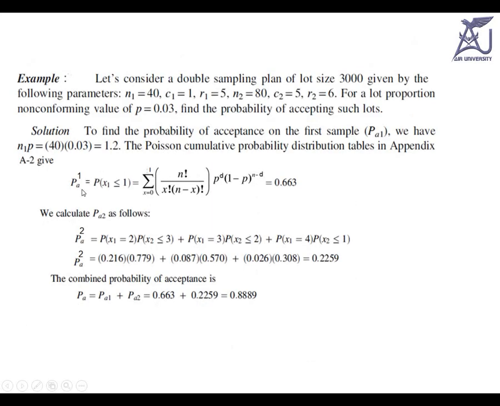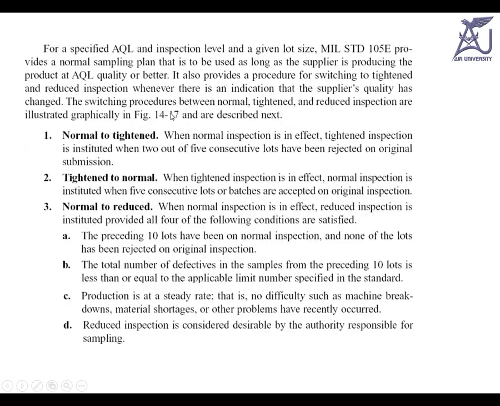Now I want to do one example on the double sampling plan, how you can solve the problem if a numerical problem is given to you following some double sampling plan. Suppose the lot size is 3000 given by the following parameters: n1 is equal to 40, c1 is equal to 1, r1 is equal to 5, and n2 is equal to 80, c2 is equal to 5, and rejectable number is 6.